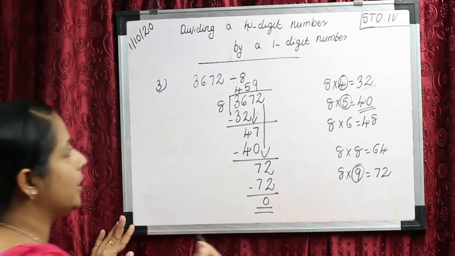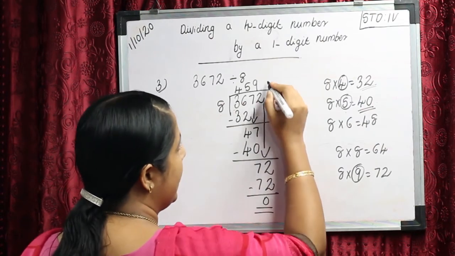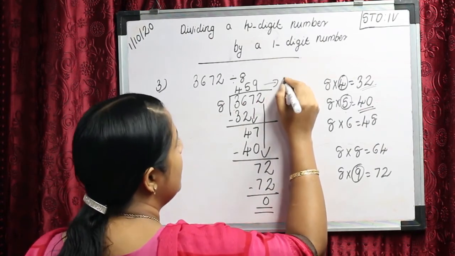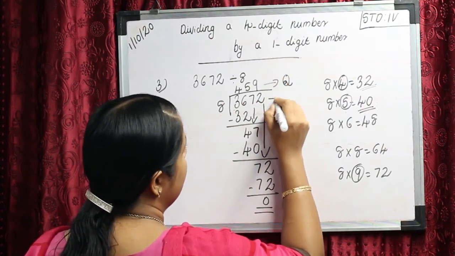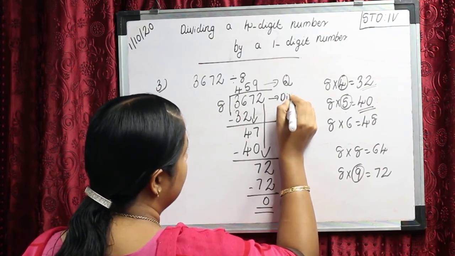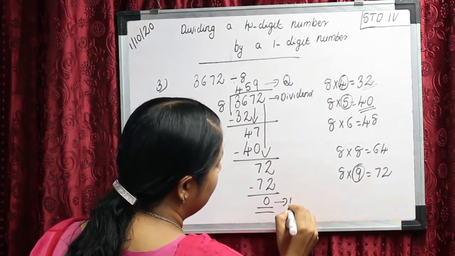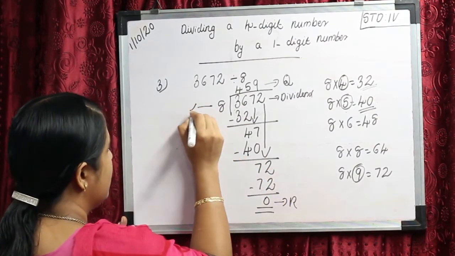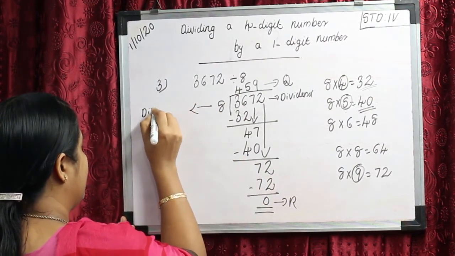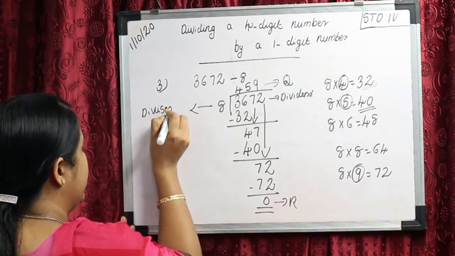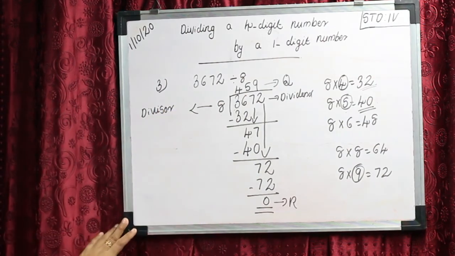Next we want to check our answer is correct. Before that we are writing quotient, remainder, etc. Then this is our quotient and this is the dividend. And this is the remainder. And this number is the divisor. So next we are checking our answer using the formula.